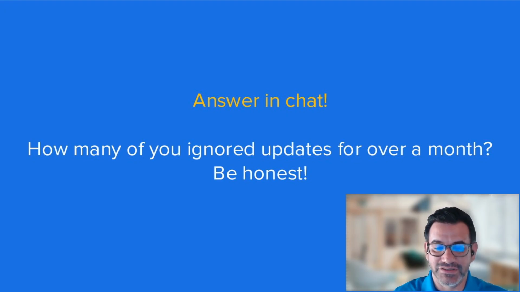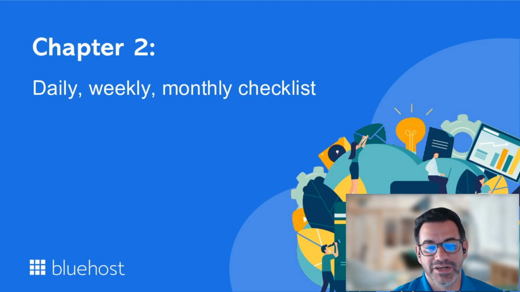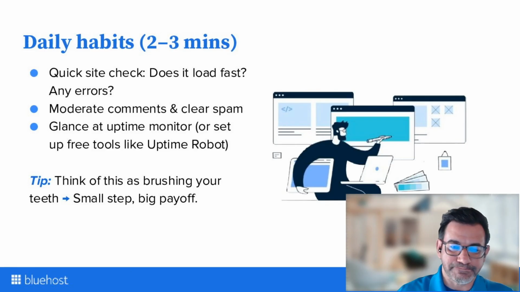So hopefully now we start building better habits. In this chapter, we're going to talk about that checklist to make sure that doesn't happen, on a daily basis, monthly basis, even quarterly or annual. So let's go ahead and get into that.